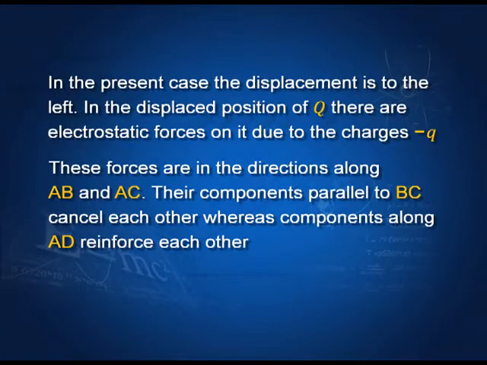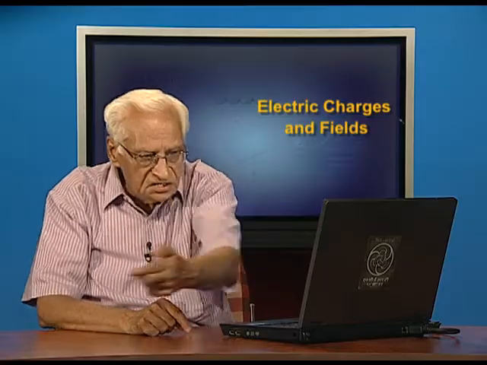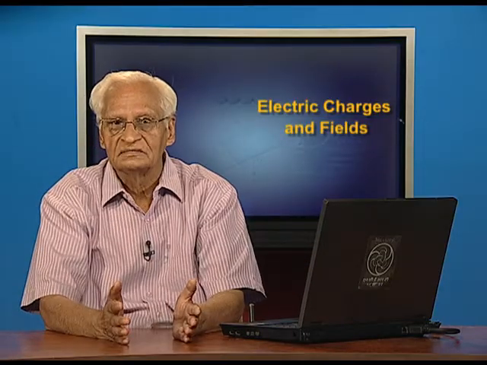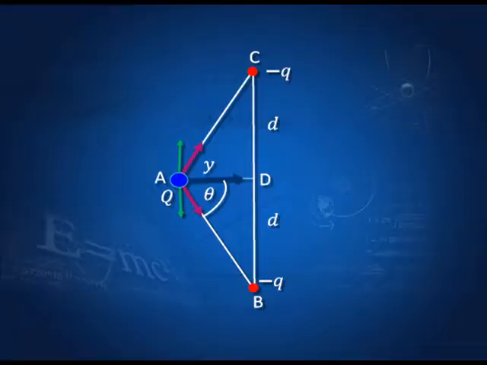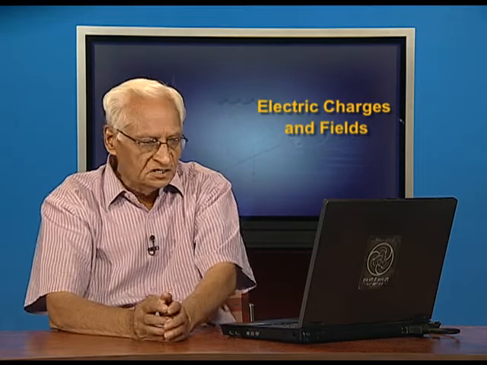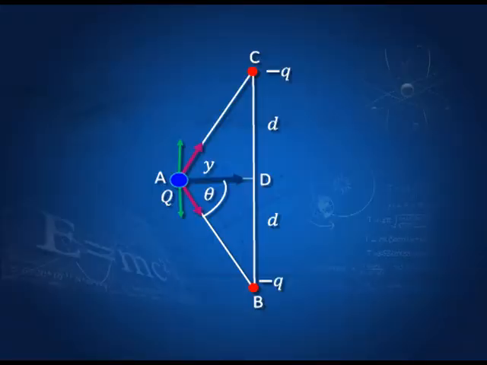Now, if you find the force due to this and the force due to this, what will happen? These components, this component perpendicular, this component perpendicular, will cancel. Only this component towards the original position will remain. You can see that the condition for simple harmonic motion is being satisfied. The displacement was in this direction, the force to bring it back is in this direction. Therefore, this charge will execute simple harmonic motion. All that we need to do is put in numbers and find the time period.